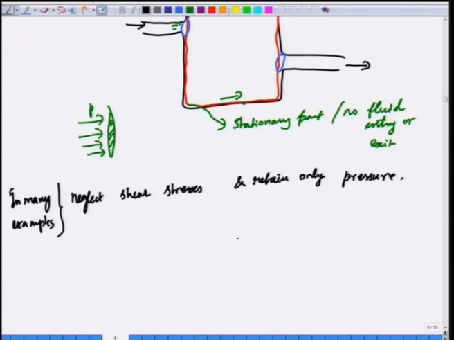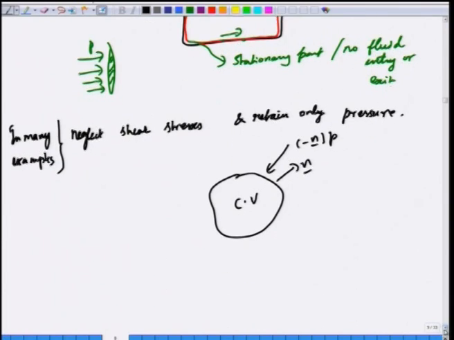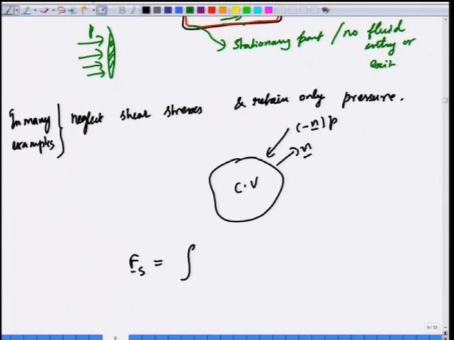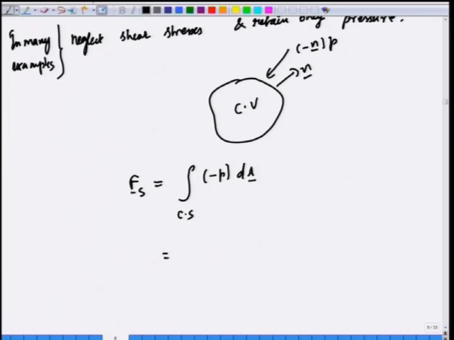Okay. So, the pressure, suppose you have a CV and this is the unit outward normal, the pressure acts in the direction of minus n. Pressure is a surface force, but it is compressive in nature. So, Fs is integral over Cs of minus P dA. Okay, that is the way you compute the surface force due to pressure on the control surface.